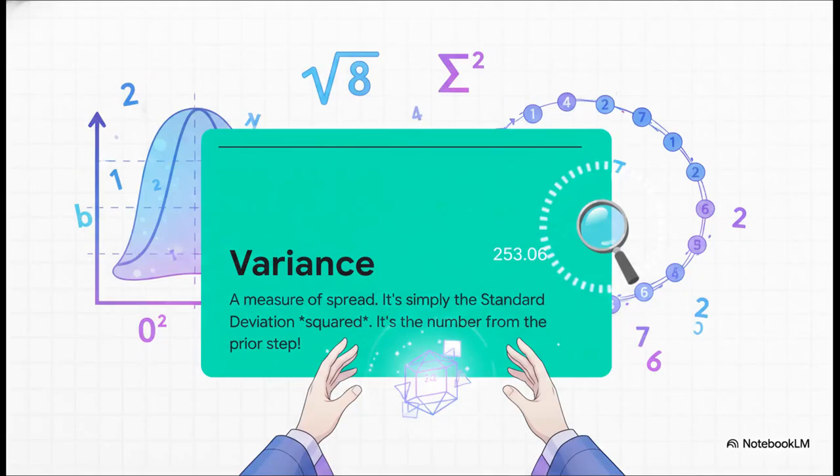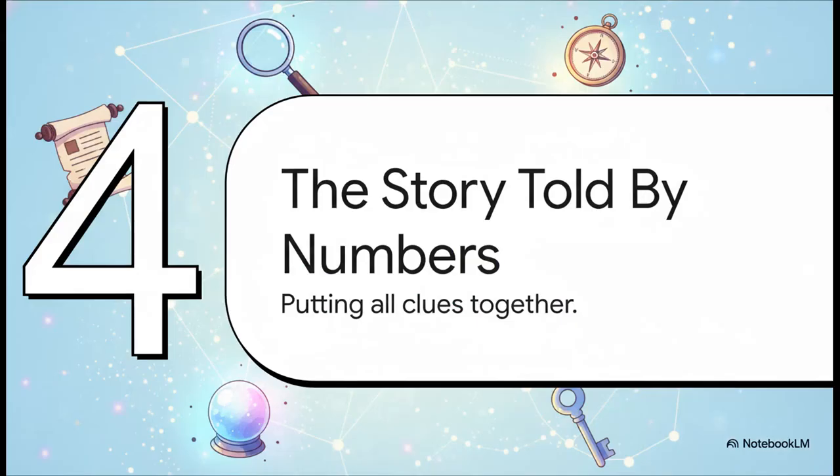And you know what? That brings us to our fifth and final number, variance. And the best part is, we basically already calculated it. The variance is just the standard deviation squared. Remember that number right before we took the final square root? 253.06? Well, that's the variance. How easy is that?